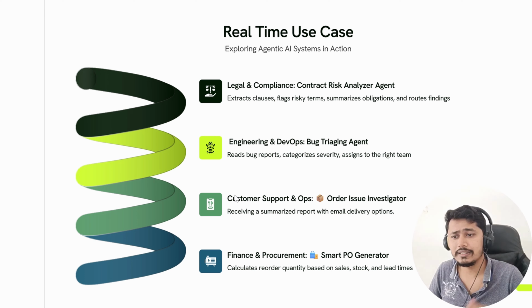For example, if there are any issues in your order investigation, like receiving a summarized report or emailing a delivery option, in those cases agentic frameworks can come into the picture. You might have seen on the e-commerce platform or on the delivery partner's website that there are chatbots available. Those are the agentic chatbots.